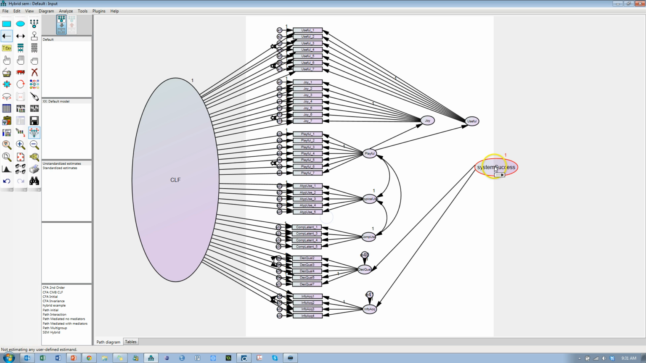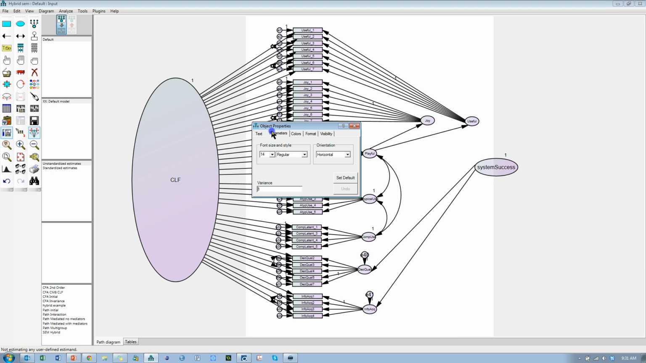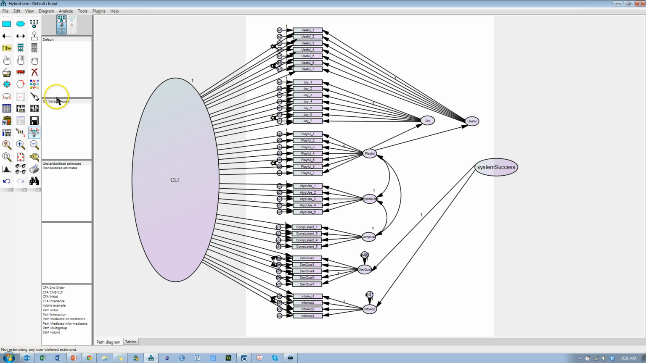Ah, there's a constraint. You can't regress upon something that has variance that is constrained. We've constrained the variance here. So let me set that back to nothing and put the 1 here. And this is, I think, why I prefer to do it on the path rather than in the latent factor.